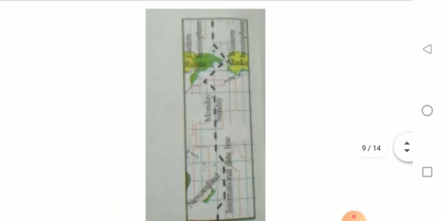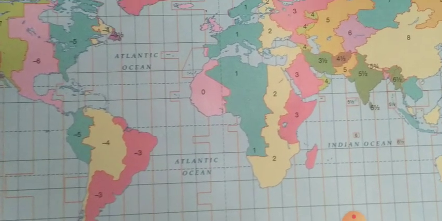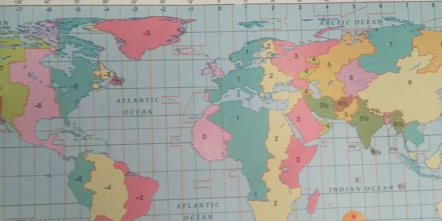Now let's see the big picture and understand the time zones. Here you can see the world clock. This is the zigzag line, passing through the Pacific and Atlantic Ocean.